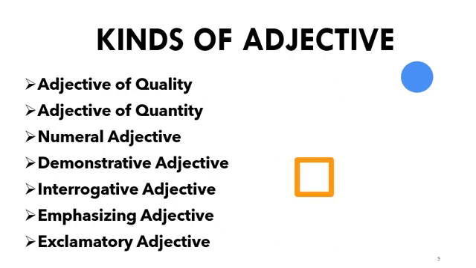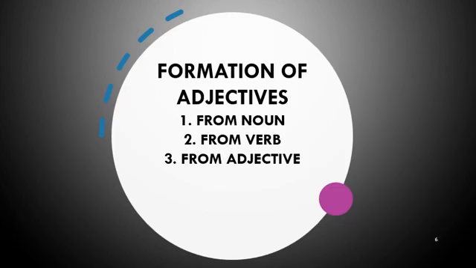Now, the next one is how adjectives are formed. They are formed from nouns, from verbs, and from adjectives themselves. From nouns, for example, we add suffixes like ish, ful, some, and less in order to make a noun an adjective. For example, boy is a noun, and boyish is an adjective. Care is a noun, and careful is an adjective. Trouble is a noun, and troublesome is an adjective. Shame is a noun, and shameless is an adjective. So by adding a suffix, we can turn a noun into an adjective.